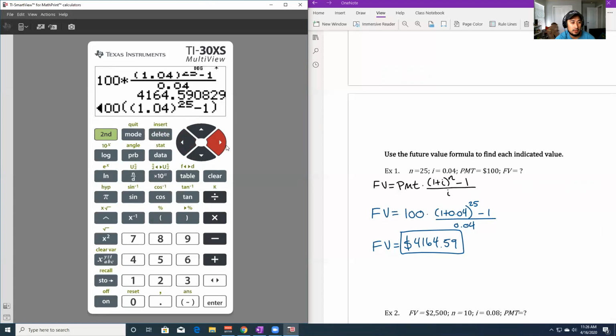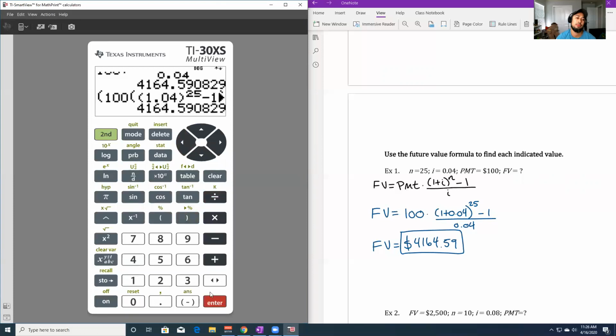Then, would that close it? I think so. 100. Yes, okay, cool. And then I would divide all of that, or maybe it closed it. I think I need one more. Let me see. Divide all of that by 0.04. Bam. 4,164.59. That is like classic input that you can put on a graphing calculator or just a normal calculator. Awful, I know. Okay, perfect. Let's keep moving.